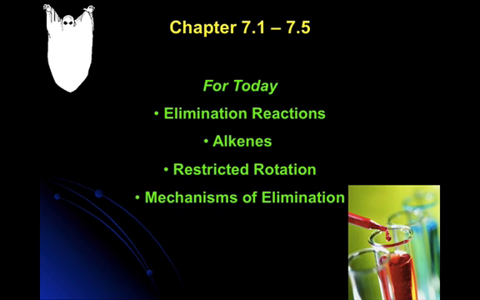So we are going to go into Chapter 7 today, and we're going to start talking about elimination reactions, which kind of started at the end of Chapter 6. I've just thrown all that information together and put it in Chapter 7 because it's really kind of repeated information. So today we're going to start talking about elimination reactions, which can give us alkenes. And we're going to talk a little bit about restricted rotation of alkenes, and we'll start talking a little bit about the mechanism of the elimination.